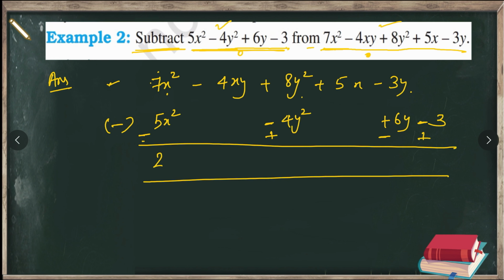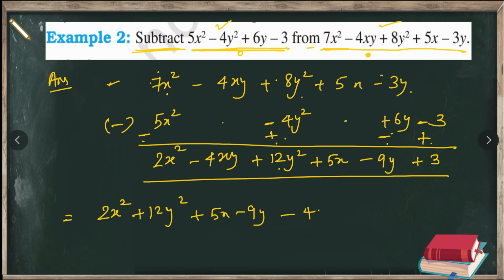So now what we're going to do is rearrange these terms, writing them in decreasing order of number of variables. So first we have 2x square, then we'll write plus 12y square, then plus 5x, minus 9y, minus 4xy, and in the end we are left with plus 3. So that's the answer for this example.